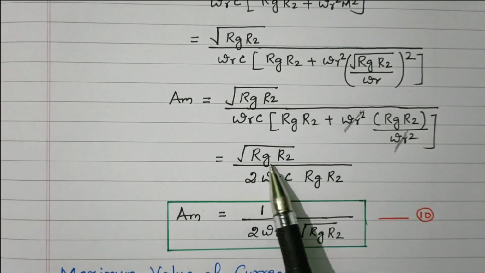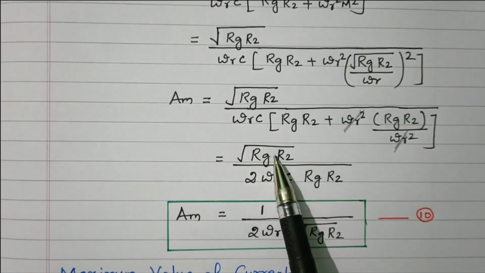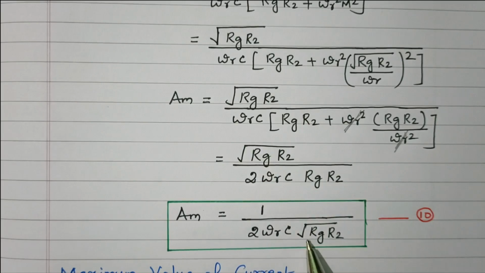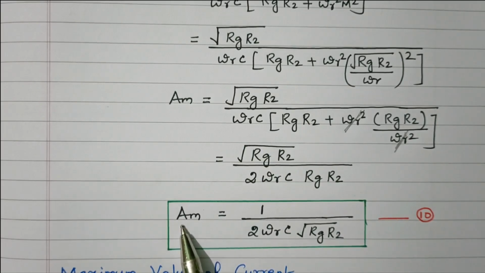Very similar to the previous case, the square root of Rg R2 divided by Rg R2 can be written as 1 divided by square root of Rg R2. So this is the maximum value of amplification. Am is nothing but 1 divided by 2 omega rc square root of Rg R2.